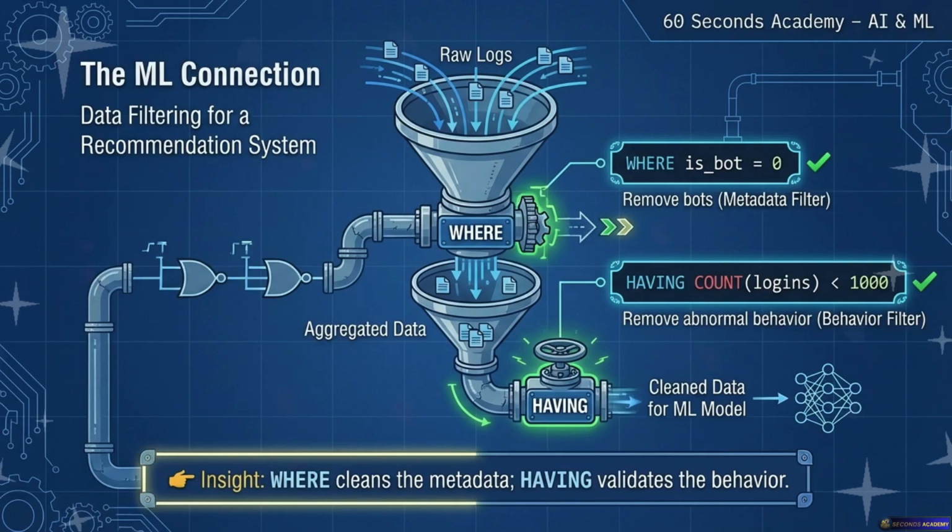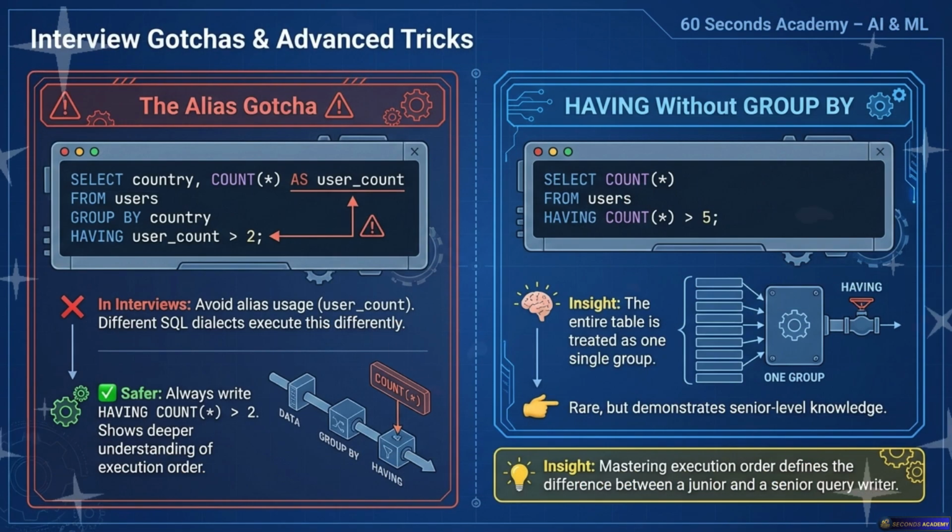Let's pivot to some of the advanced edge cases interviewers use to test the depth of this knowledge. Starting with the alias gotcha. Oh, this is a sneaky one. If a candidate writes SELECT country, COUNT(*) AS user_count FROM users GROUP BY country, and then follows it with HAVING user_count > 2, what happens? Well, certain modern SQL dialects, like specific versions of MySQL or Postgres, will actually execute that query out of sheer convenience. But relying on that in a strict interview setting is dangerous. Very dangerous, because it violates the standard execution pipeline we just established.